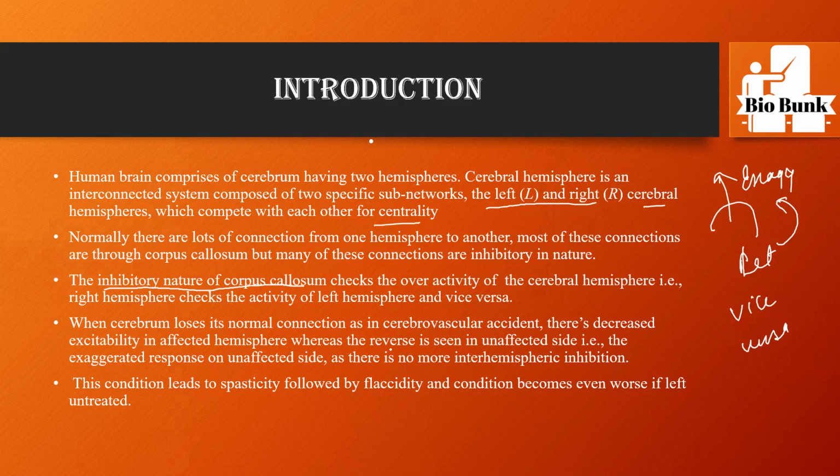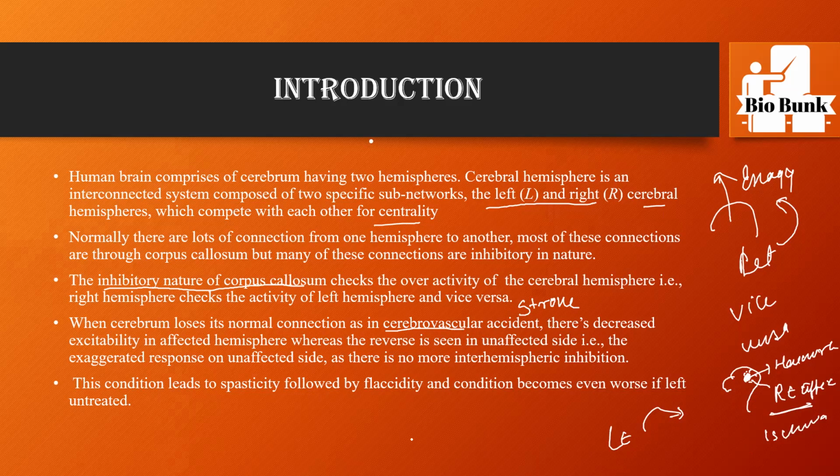So what happens in case of cerebrovascular accident? Of course, we're talking about stroke. Suppose the right part of the brain is ischemic, or because of hemorrhage it is getting infarcted. So the right is affected, and the left was already inhibiting its activity. Right controls the activity of left and left controls the activity of right. In case of cerebrovascular accident, there is decreased excitability in the affected hemisphere, whereas the reverse is seen in the unaffected side. So there is an exaggerated response, and no more interhemispheric inhibition.